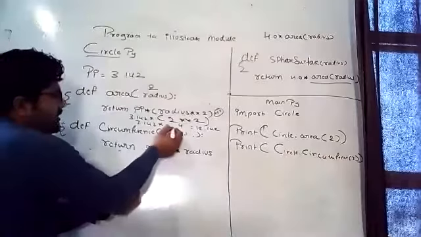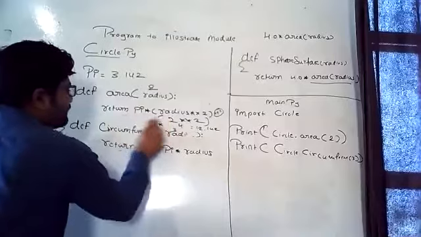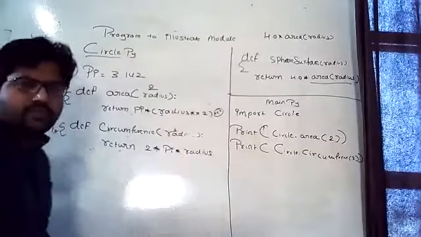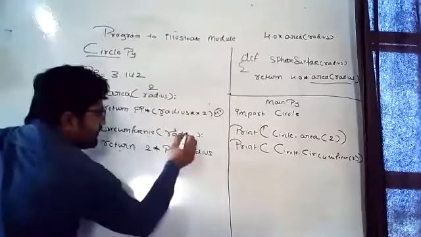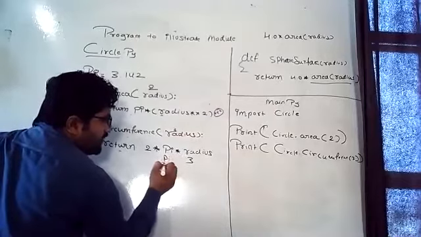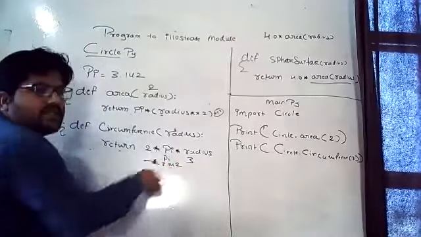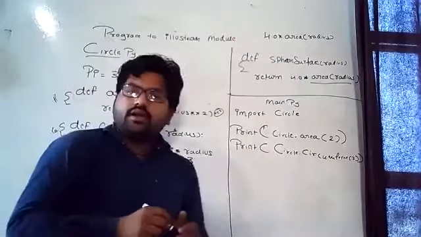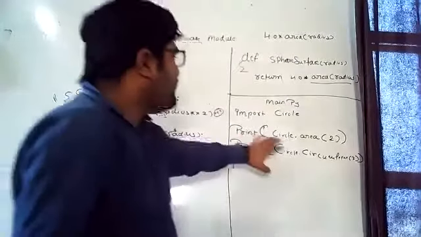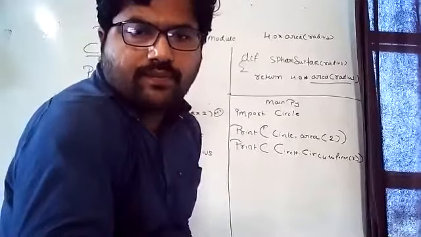That will be passed here. The radius is passed. That is 3 into pi. Pi value is 3.142 into 2. What will be the answer? That will be the determinant. Clear it is? I am just printing the values by passing these values. Clear it is? Are you going to run the program?